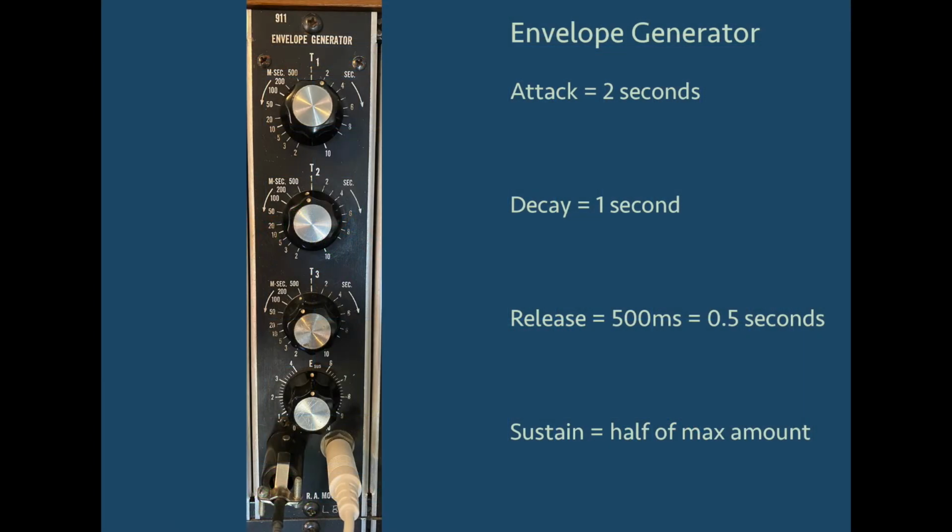On the envelope generator module, you can see that there are knobs to set the values we've just described. The first knob at the top is the attack knob, and I have it set to just about 2 seconds. The second knob is the decay knob, and that is set to about 1 second. The next knob below the decay knob is the release knob. That is set to about 500 milliseconds, or a half second. And then finally below that is the sustain level. Here this is set to halfway, which corresponds to half of the maximum voltage on our graph.